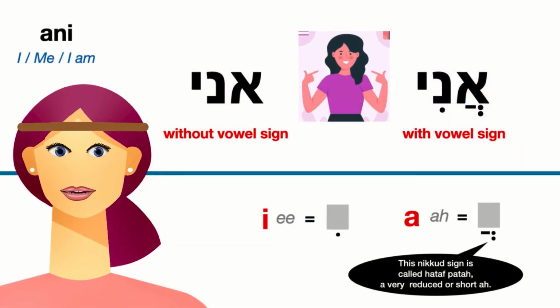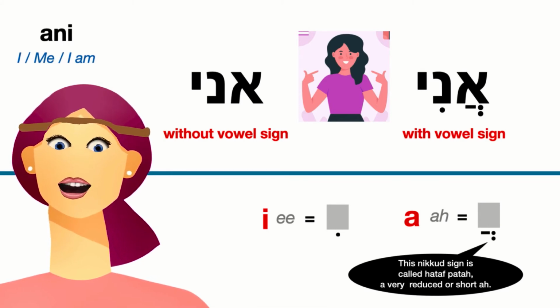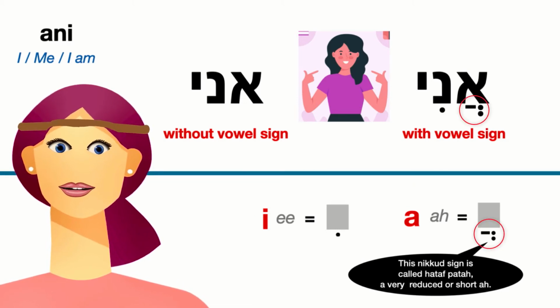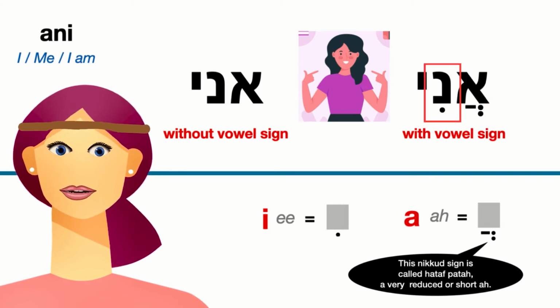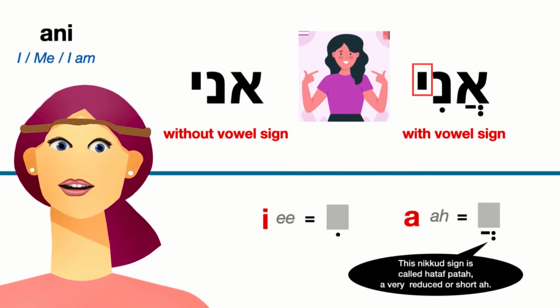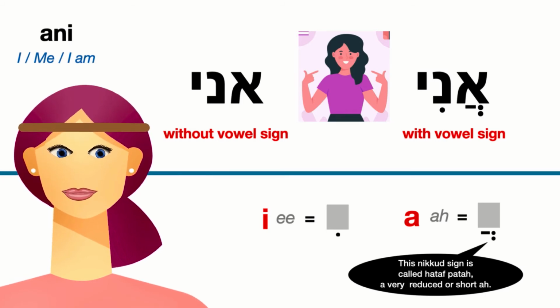Now, let's look at the nikud vowel signs in the word ani. Remember, aleph is a silent letter, so it is the nikud sign that tells us how to pronounce it. In this case, the nikud sign is a hataf pata. It is a flat line followed by two vertical dots. This is the sign for a very short, or fast, a sound. And note that after the short a sound is a letter nun with a nikud sign that tells us to pronounce the vowel e. And then, the word ends with the letter yod, which has a y sound. So, we pronounce this as ani.